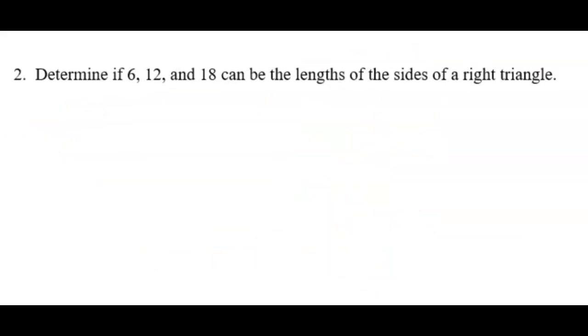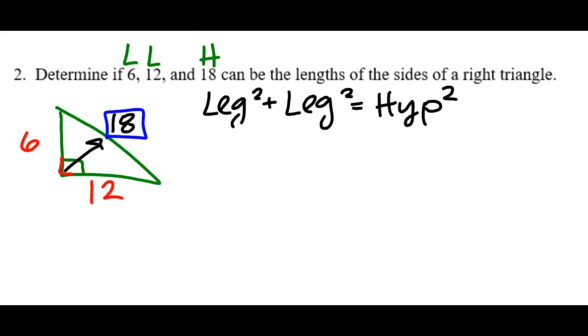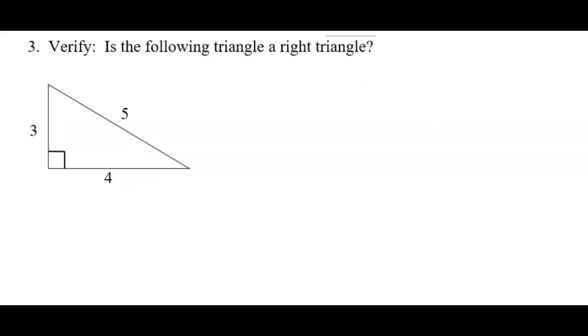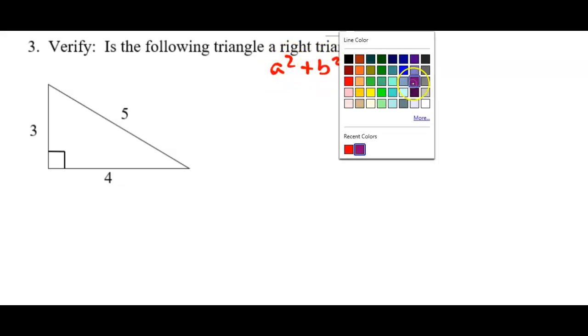So what if I have this triangle? Well, we'll talk about that in class. What if I have, oops, this triangle here? Nope, we're coming back to that in class. What if I have this triangle here? I want to verify if it's a right triangle. Well, again, I'm going to take a squared plus b squared, and it's going to be equal to c squared.